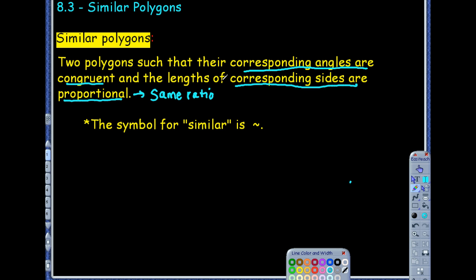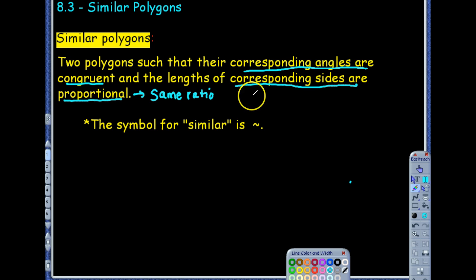Now with polygons, a polygon could have 5 sides, so every corresponding side that you're matching up should have the same ratio. In your example it was 1:2, but it could be 5:4. They should all have the same ratio. That doesn't mean they're all just 1 and 2, that's the simplified ratio. So for similar polygons, the corresponding angles have to be congruent and their corresponding sides are proportional, or they have the same ratio.